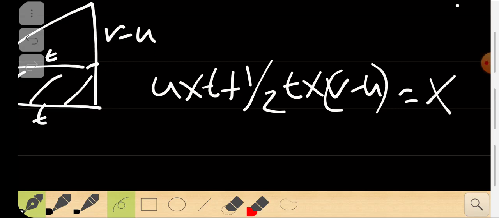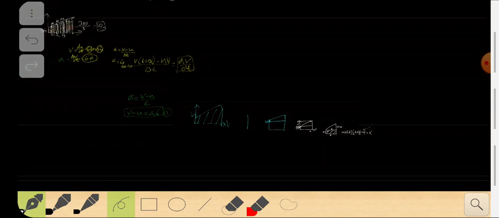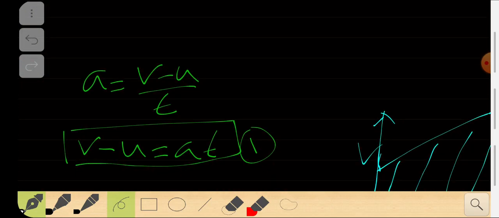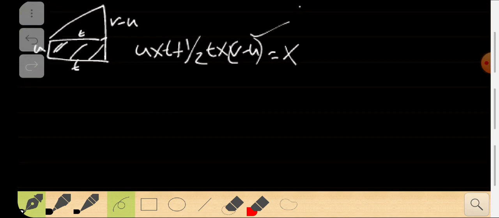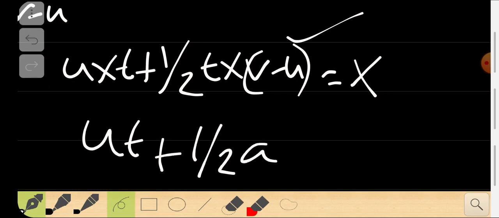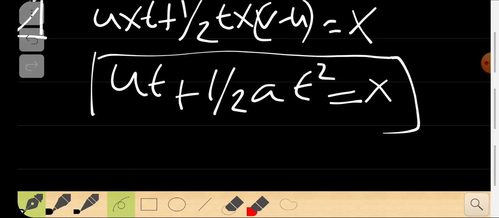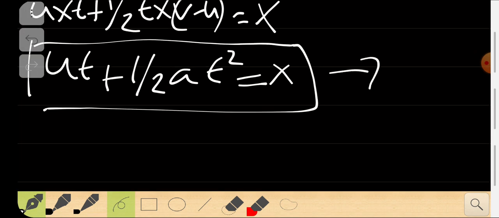V minus u, as you remember, we did in the first equation. If you look at the first equation, you can see that v minus u is just at. So we can substitute for v minus u right there. So you get ut plus half a t times t, which is t square, which is equal to the distance. So total distance is ut plus half at square. So that's the second equation of motion for you guys.